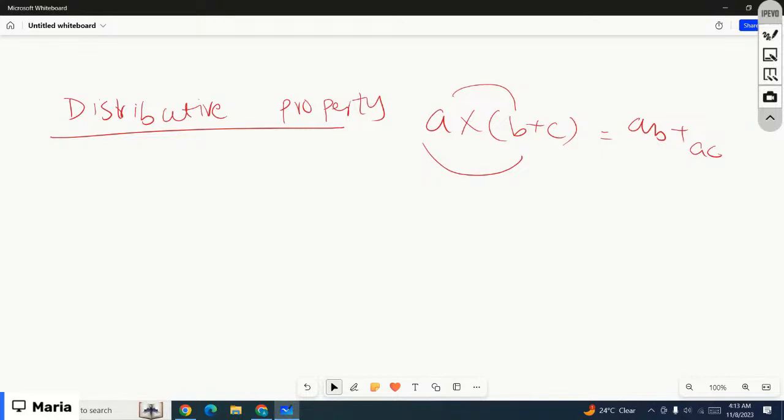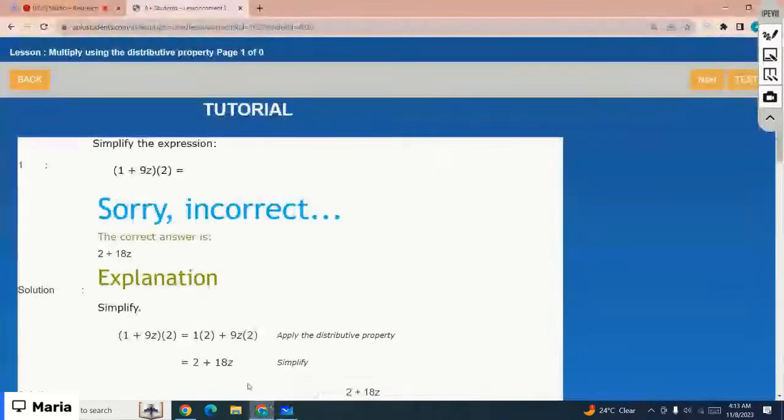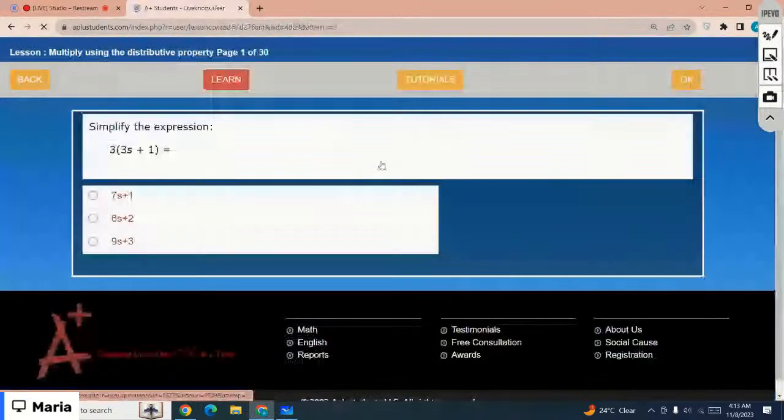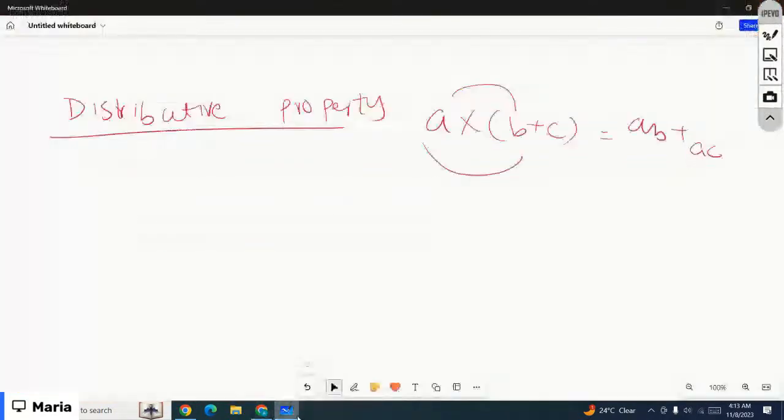So now let's just do practice questions, right? Okay. The first example is 3 times (3s plus 1). Let's just compare it with this one: a times (b plus c).